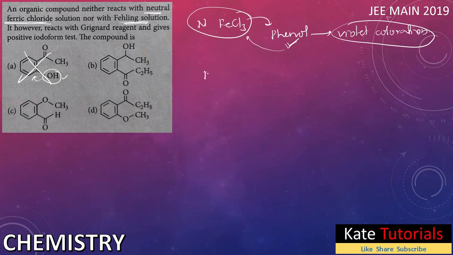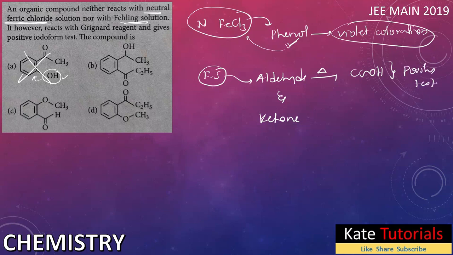So let us talk about Fehling solution. Fehling solution is used to distinguish aldehydes and ketones. Aldehydes react with Fehling solution on heating, and the aldehyde will be oxidized to carboxylic acid, so it will give a positive test, whereas a ketone won't react with Fehling solution, so it will give a negative test. According to them it does not react with Fehling solution, so the organic molecule should not contain an aldehyde group. HCOR means it is an aldehyde group, so this is not our option.